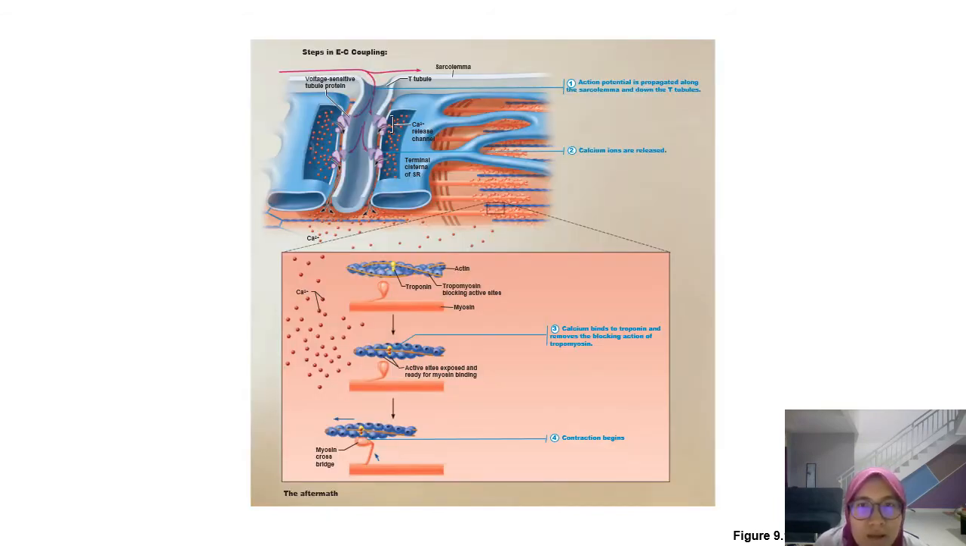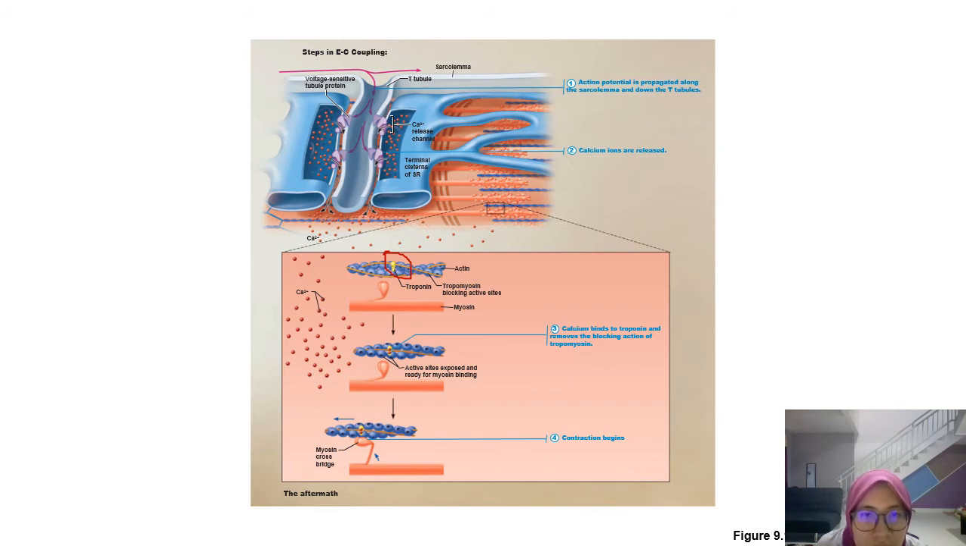Now I will start. The action potential begins at the sarcolemma and goes down into the T tubule. So when the action potential goes down the T tubules here, the calcium ions at the SR will be released. The red dot here is the calcium ion. After calcium has been released, the calcium will bind to troponin, the yellow here at the actin, and it removes the blocking action of tropomyosin.